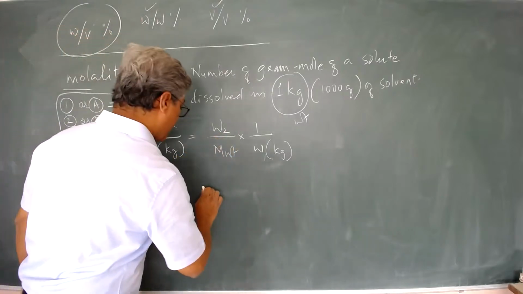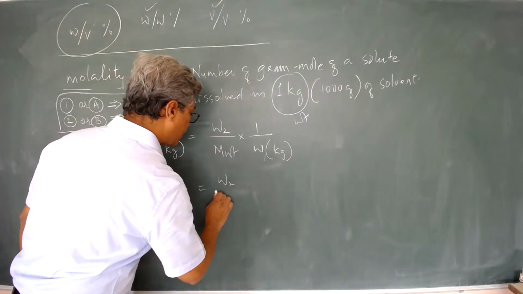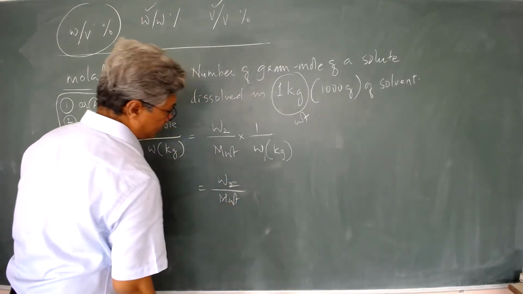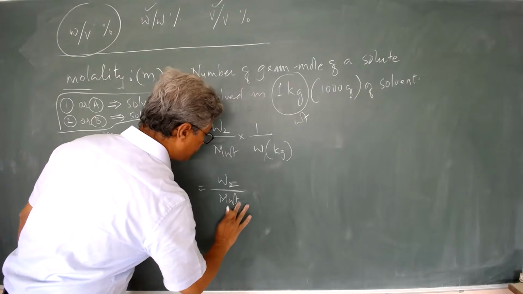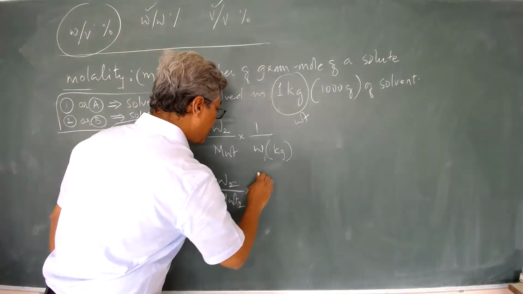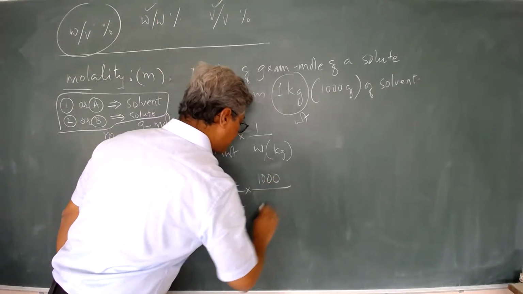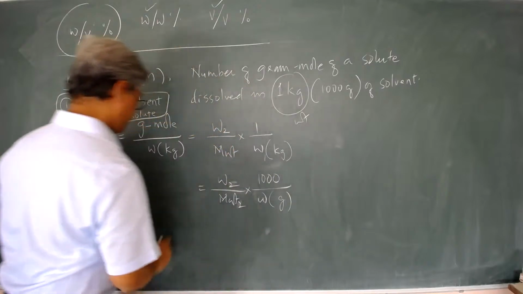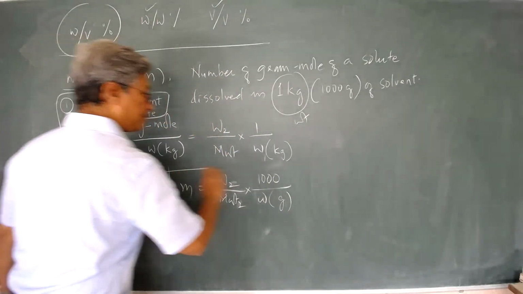Then this can also be written as weight of the solute, that is W2, divided by molecular weight of the solute, that is M2, into 1000 divided by weight of the solvent W1. The factor of 1000 will come if the weight of the solvent is expressed in terms of gram. This is molality.